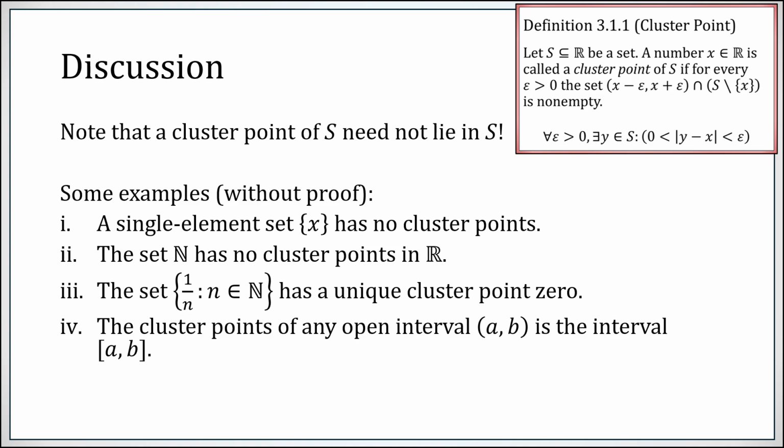So for the sake of argument, suppose you're looking at the open interval from 0 to 1. You can approach 0 using the points 1 over n. You can approach 1 using the points 1 minus 1 over n. But you can also approach 1/2 by using things like 0.4, 0.49, 0.499, etc. Those are getting very, very close to 1/2 without ever actually being equal to it. So the cluster points of an open interval is the associated closed interval. And finally, the cluster points of the rationals are every real number.